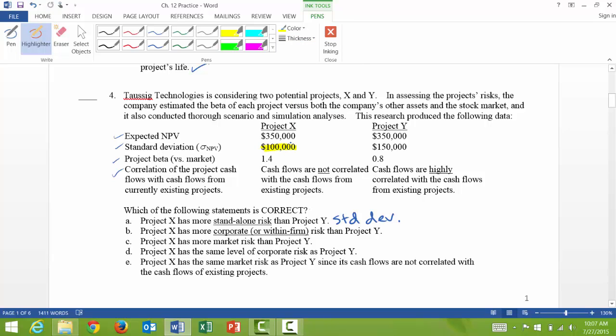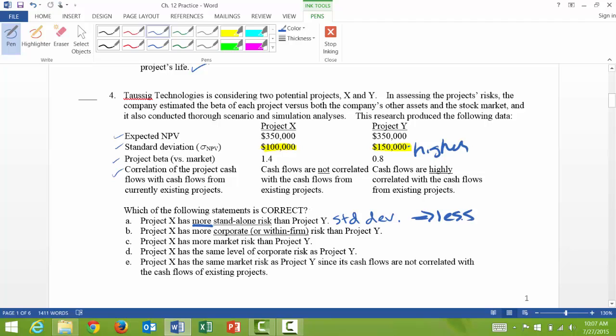Okay, so project X has $100,000 standard deviation, and project Y has $150,000 standard deviation. So in all reality, project Y has more standalone risk than project X because it's higher. So this one's incorrect. The problem is with the word more, and if it said less, it would be true. So it's not that one.